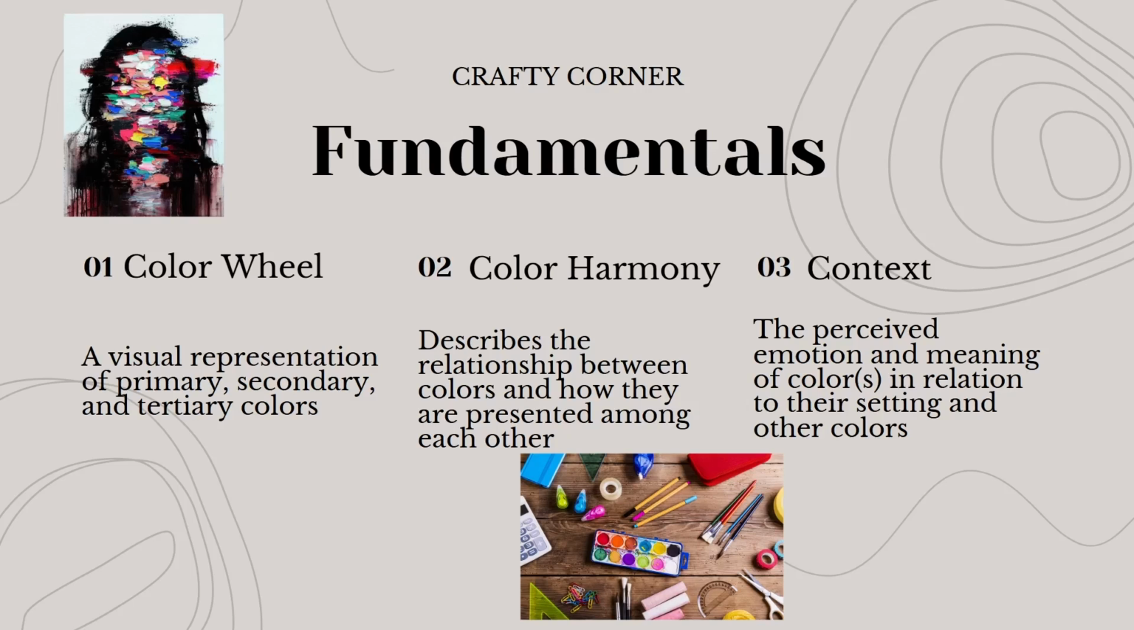For color harmony, it's going to describe the relationship between colors and how they're presented among each other. So essentially how if you're pairing a red with something like green, it's going to have a different visual effect from pairing it with something more similar like a red-orange. I kind of described context a little bit, but when I think of context, it's kind of like an extension of color harmony in that you're having a lot of the same considerations, but you're also thinking about the setting that it's in, as well as what kind of emotions you're trying to go for.